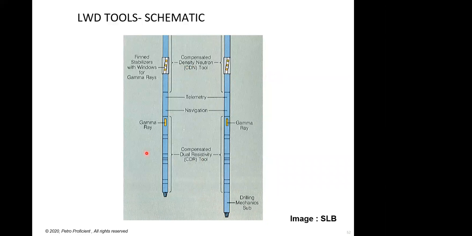Gamma ray will give you differentiation between your shale and sands. Essentially, you can get some idea about the lithology. Resistivity also has the same potential, but also you can measure hydrocarbon and water saturation in a particular formation. So these are the array of tools that are used within your BHA to give you meaningful information about your lithology.